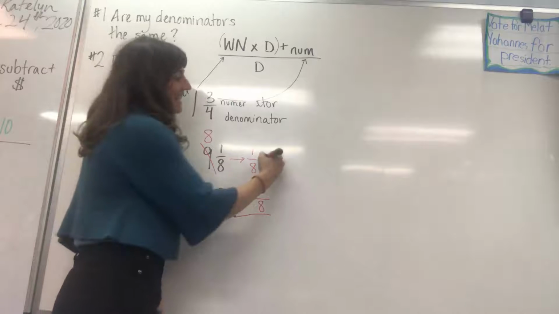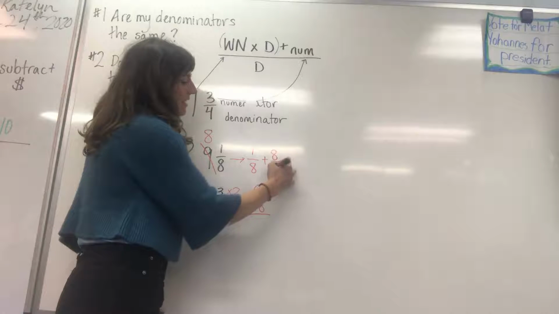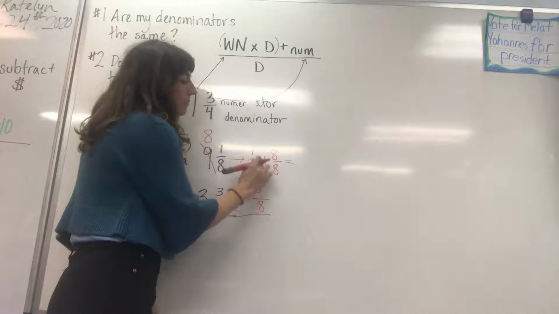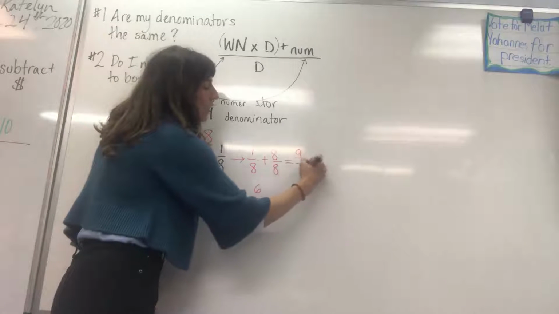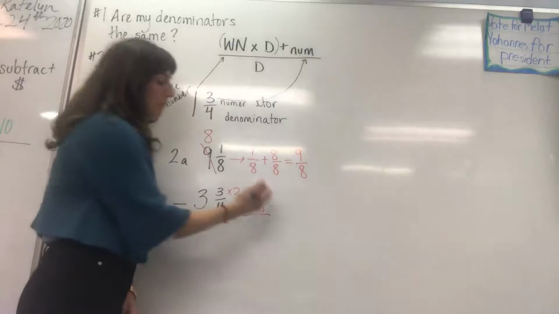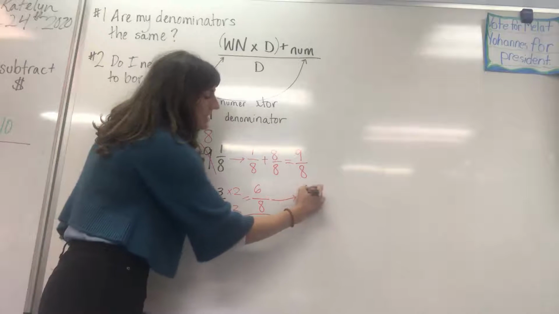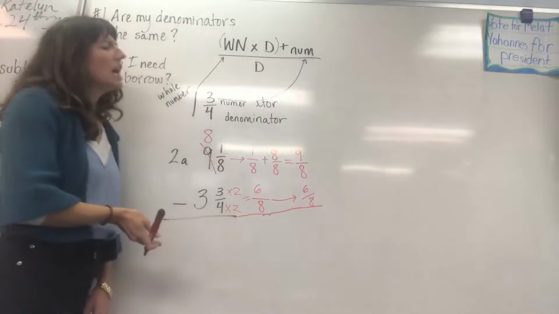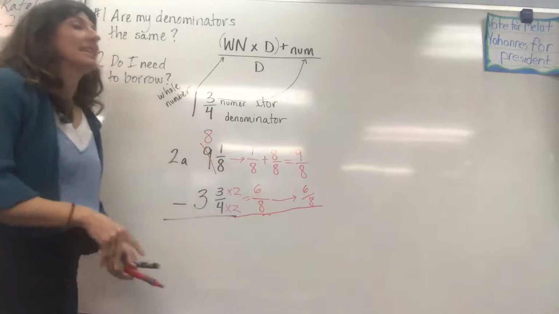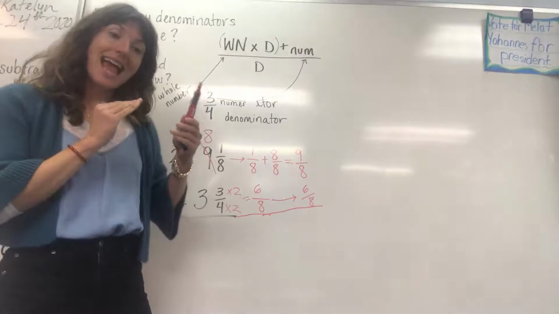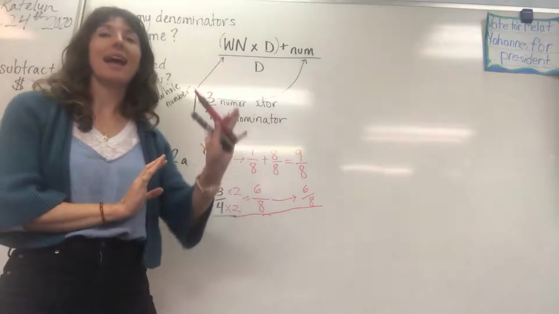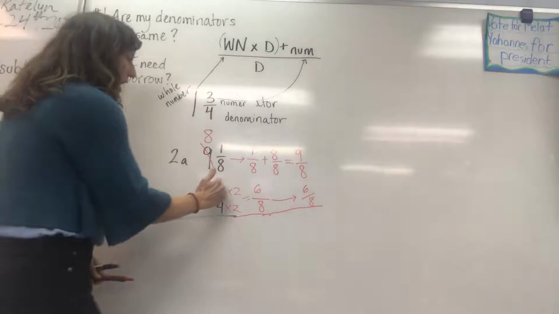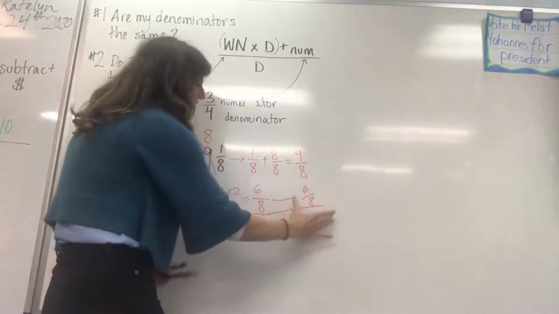I add it to the fraction I already have. 1 plus 8 is 9 over 8. And I move this one over, 6 over 8. I make a big long line like this. Okay? And now I subtract. Remember, it is borrow, add, math. Borrow, add, math. Okay? We've borrowed, we've added, and now we're going to do some math.